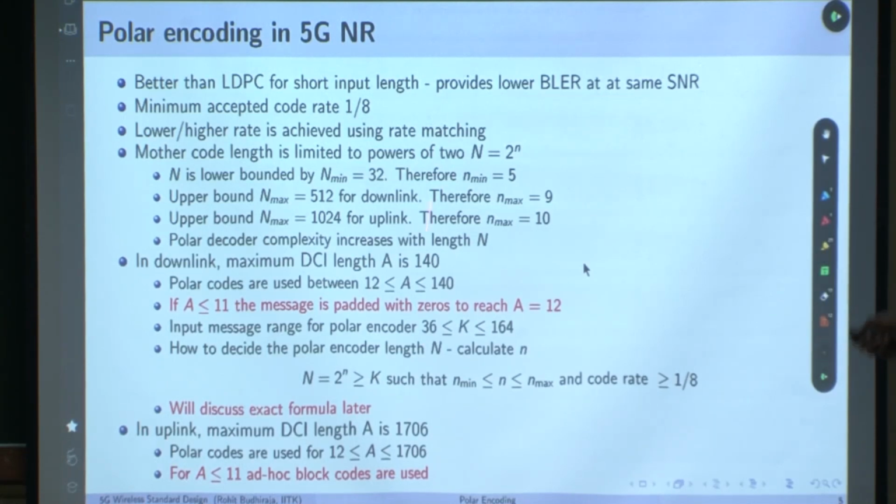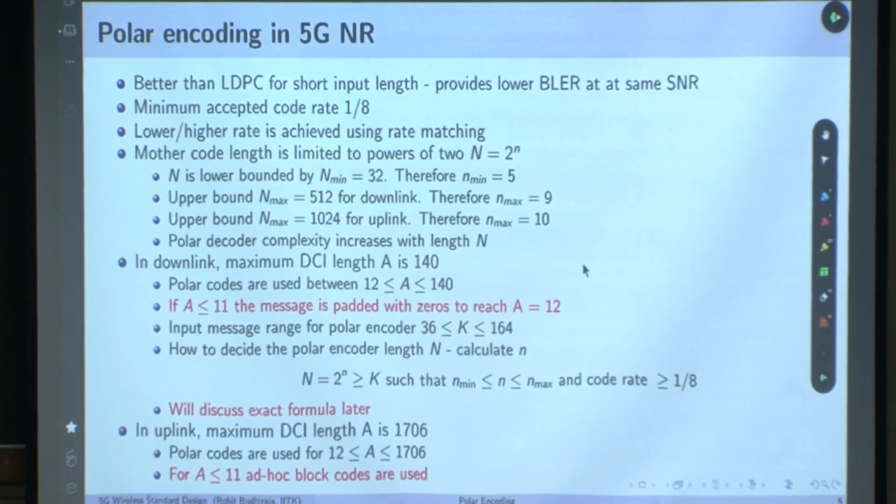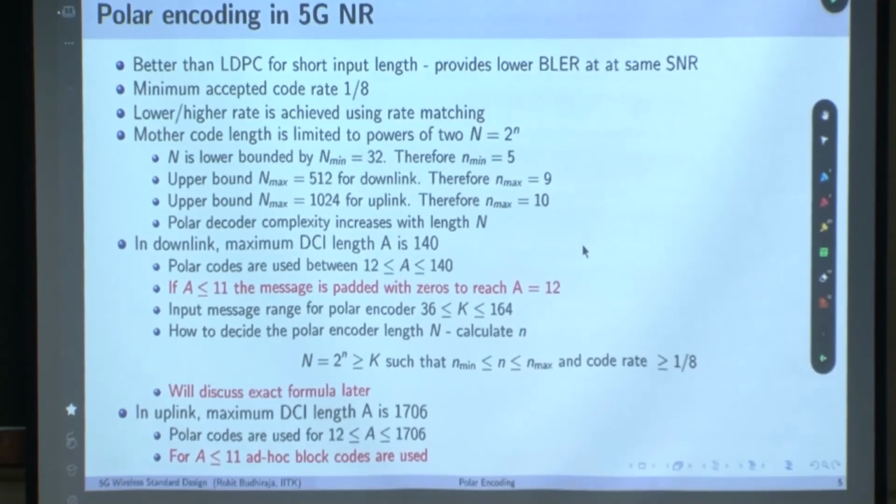There are certain conditions which are enforced on the design of this polar encoder, and these are the conditions. The maximum length is 512 for the downlink and 1024 for the uplink. We'll stop here. In the next class we will discuss this code block interleaver. Thank you.